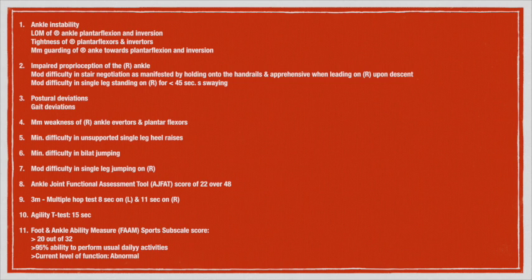5, minimum difficulty in unsupported single leg heel raises. 6, minimum difficulty in bilateral jumping. 7, moderate difficulty in single leg jumping on right. 8, ankle joint functional assessment tool score of 22/48. 9, 3-meter multiple hop test. 10, agility test. 11, foot and ankle ability measure sports subscale score 20 out of 32.